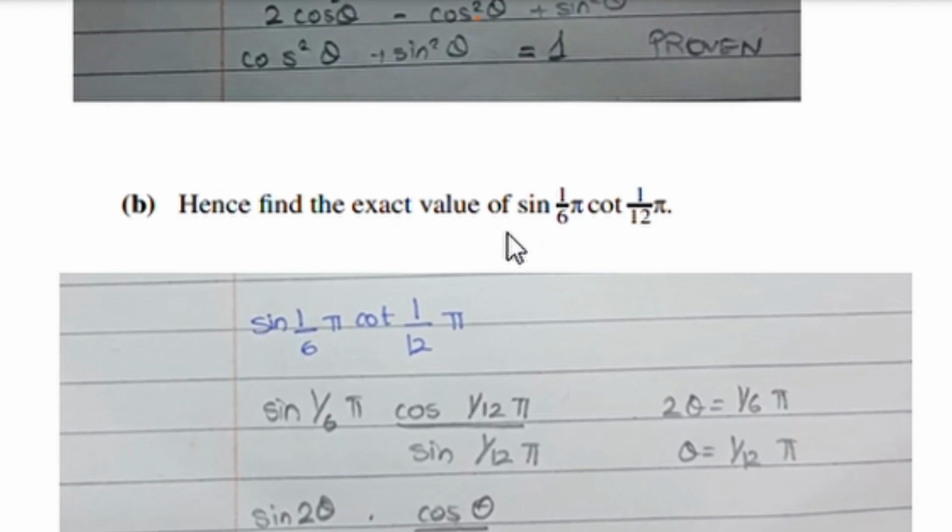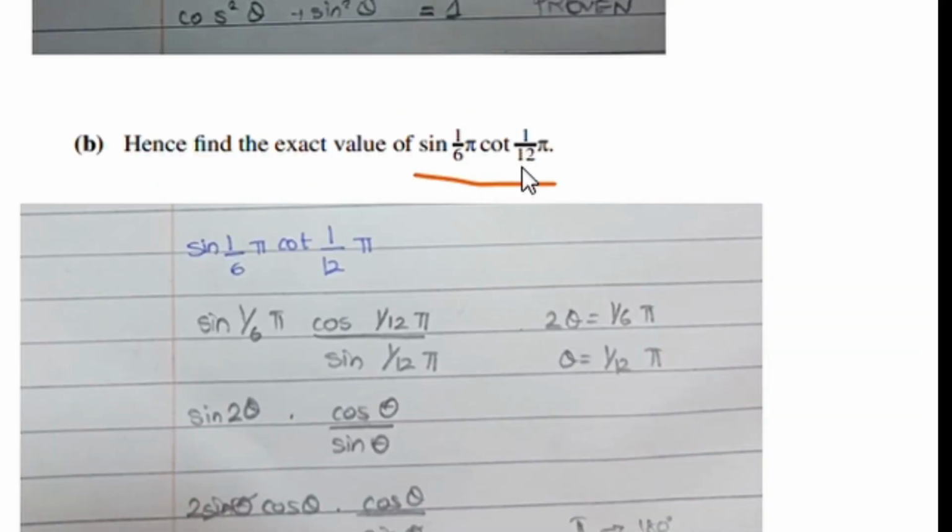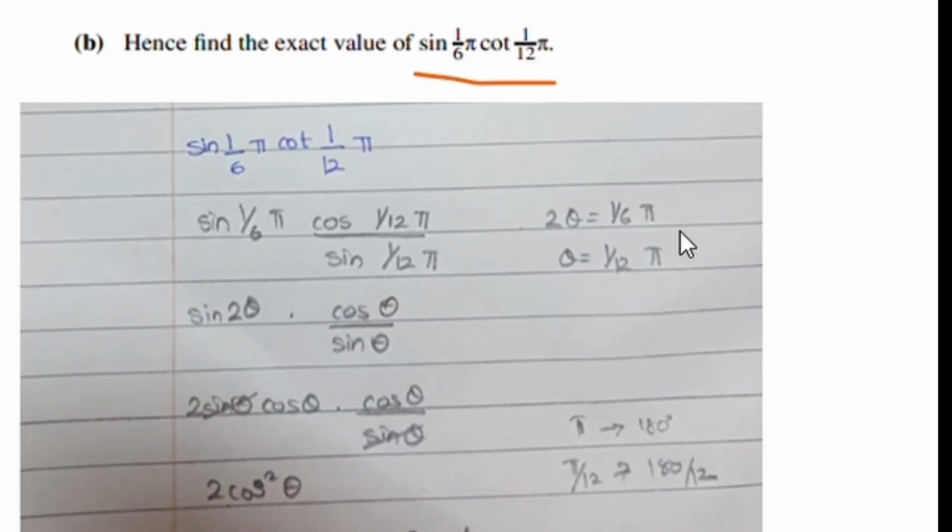Now we have to find the value of sine 1 over 6 pi cot 1 over 12 pi. One thing I notice right now is that this would be sine 2 theta and this could become sine theta, because 1 over 12 is basically half of 1 over 6. Okay, so I've written this here. 2 theta would become 1 over 6 pi, and now I'll break down this cot into 1 over tan.